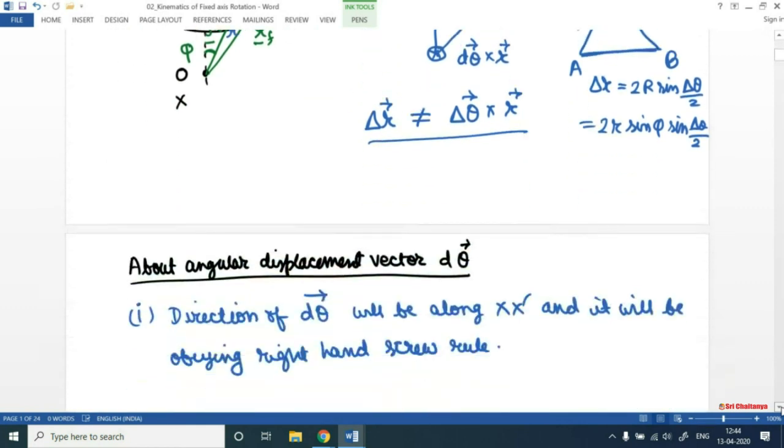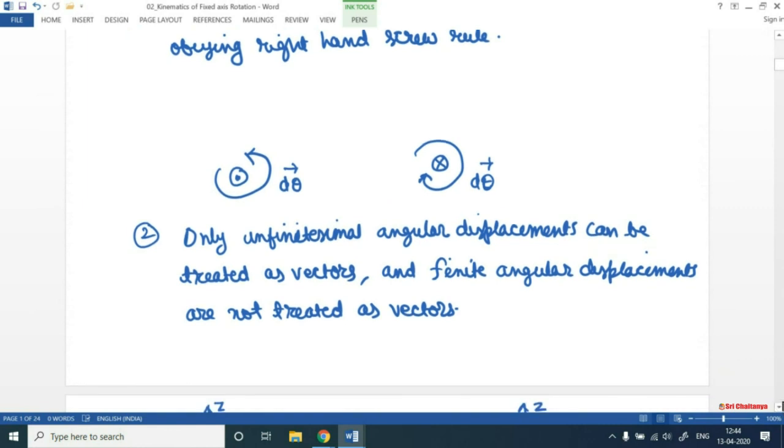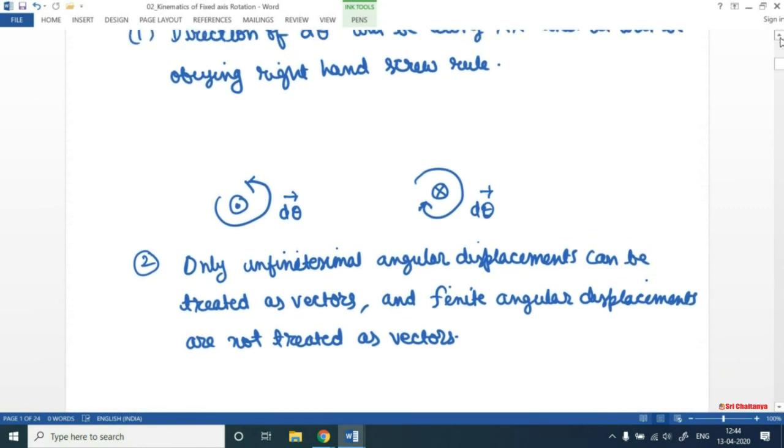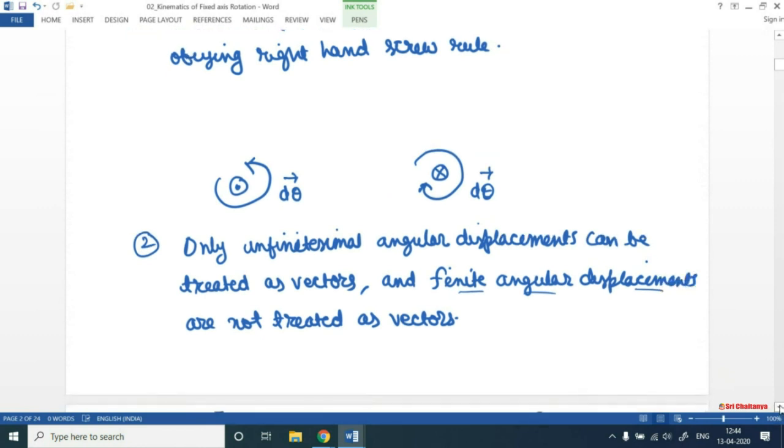And another way of justification is, for a finite angular displacement, it does not commute. Meaning if a physical quantity is a vector, we can say, for example, a plus b must be equal to b plus a.